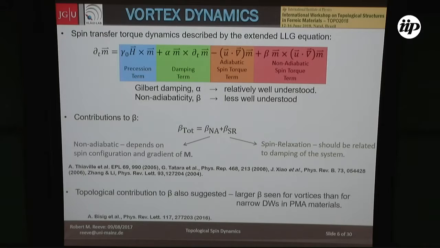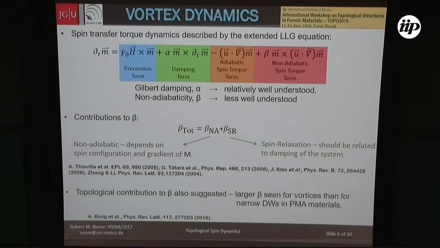Furthermore, recently there were also suggestions that there might be a topological contribution to beta, because in general it's seen that for vortex states you do indeed see very large values of beta, which could be related to the high gradient of M at the vortex core, but you don't see quite such large values for narrow domain walls in PMA materials.